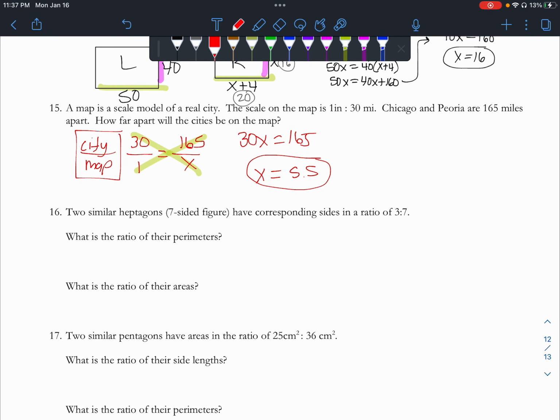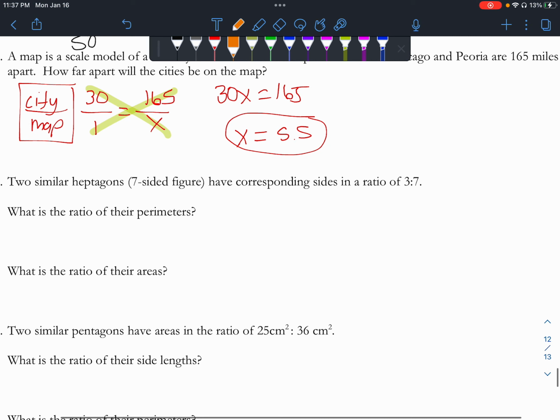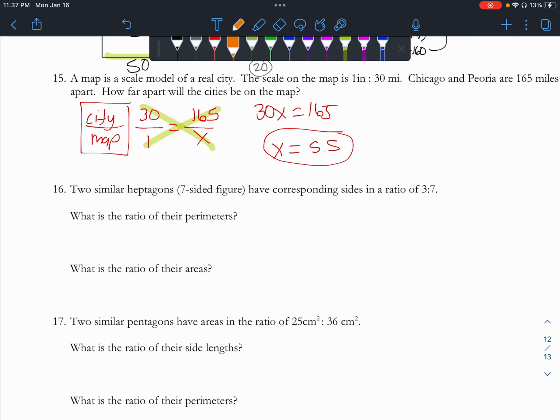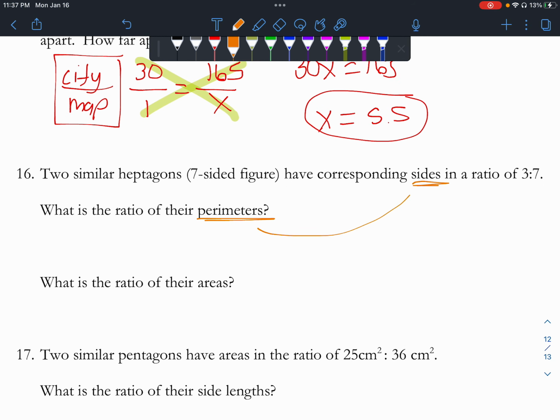Now going forwards, it looks like we've got more shapes. So 2 heptagons, 7-sided figures, have corresponding side ratios of 3 to 7. Don't forget the ratio of your perimeters and the ratio of your sides are exactly the same. So you actually know what the ratio of the perimeters is. It is 3 to 7. That is the correct answer.